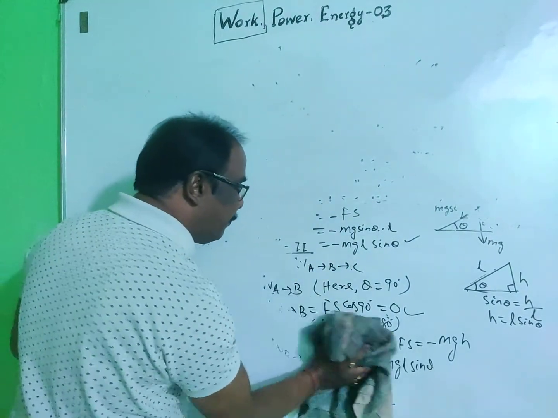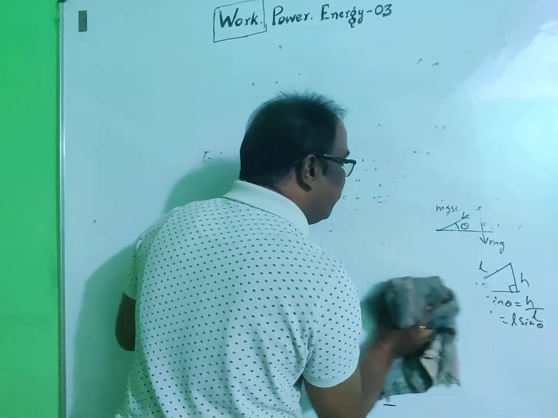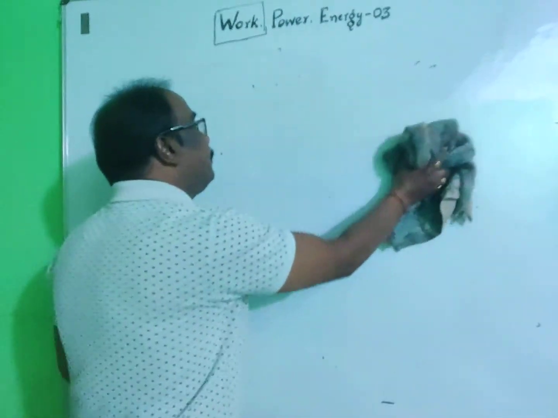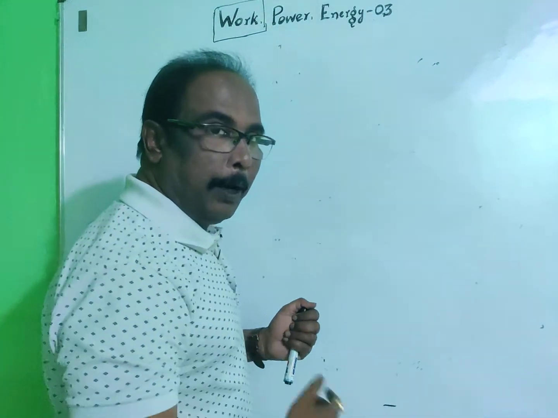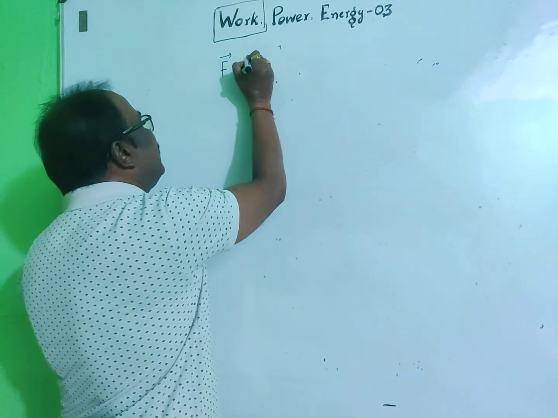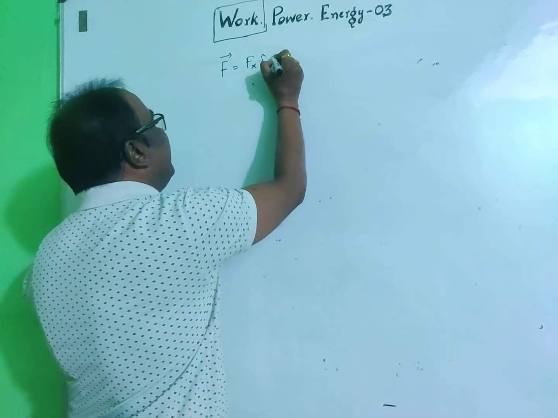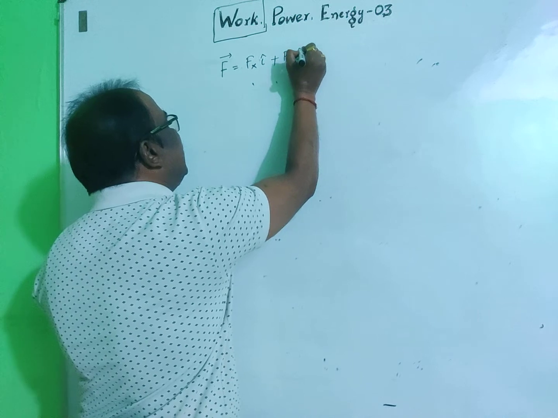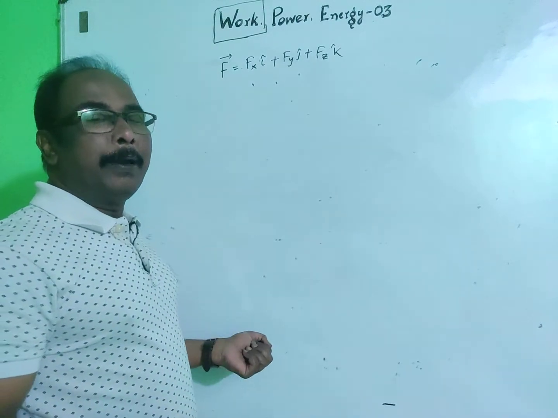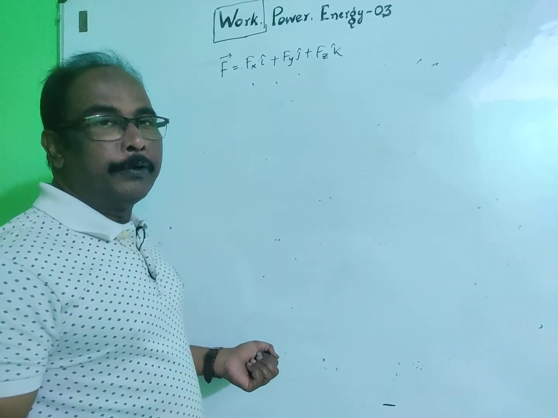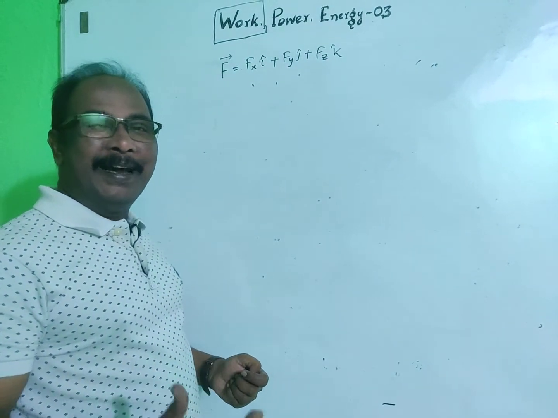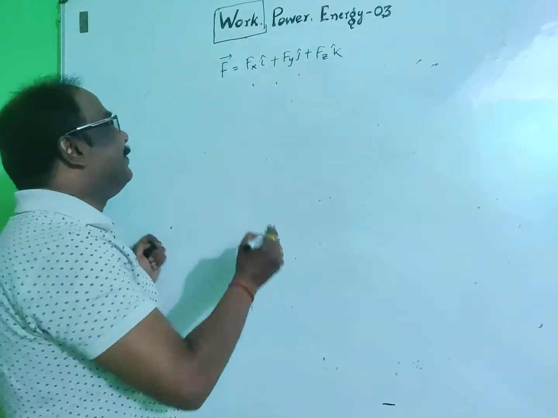Suppose we are expressing force in terms of its rectangular components. Then force in terms of rectangular components is given as Fx i cap plus Fy j cap plus Fz k cap, where Fx, Fy and Fz are directed along the x-axis, y-axis and z-axis respectively. Okay.